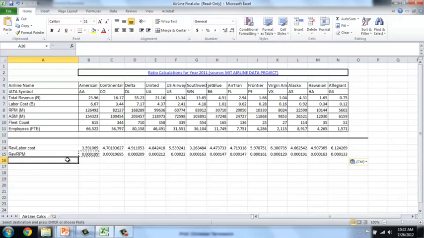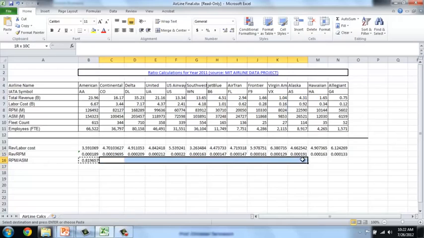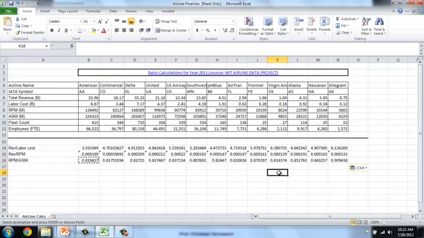Next, we look at RPM to ASM, which we said was the ratio between the miles that were sold and the miles that were available. In other words, the aircraft utilization. RPM by ASM turns out to be relatively constant across the carriers, with most carriers booking their airplanes up to about 80% utilization.